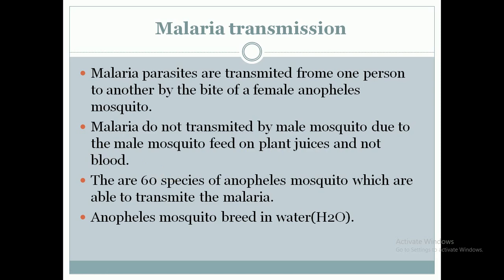But according to different literature and surveys, it is confirmed that nowadays Culex is also responsible for causing malaria. But here it has been highlighted that malaria is actually caused by the female Anopheles mosquito, and there are 60 species of Anopheles mosquito which are able to transmit malaria. Anopheles mosquitoes breed in water.